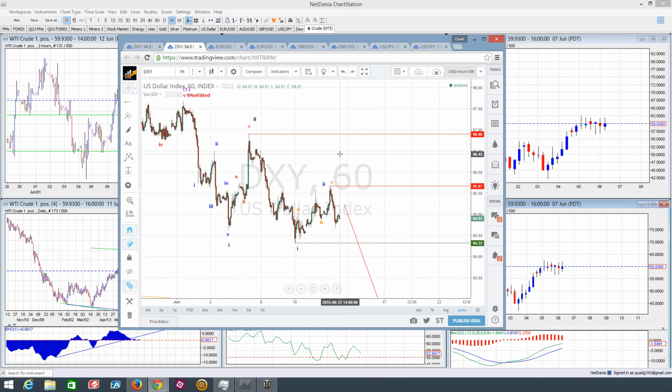So while we're below that level, I still favor more selling. If we pop back up above that level, this is a potential breakout point to the upside at this stage of the game. So this has become a very strong, very significant resistance now at that 95.67 level. All right.